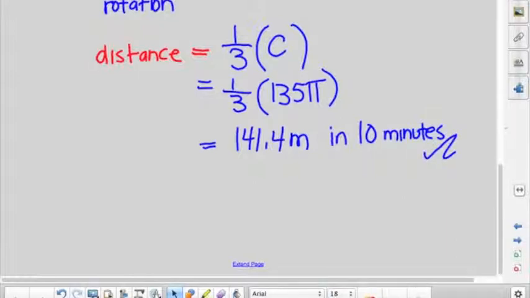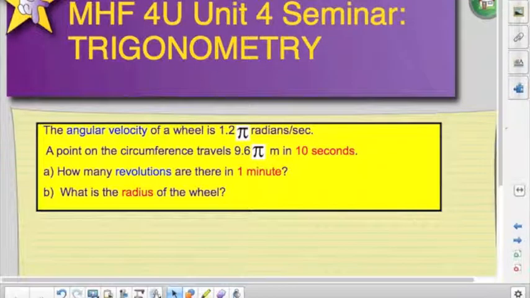Does everyone understand that? Okay. For the very last part, this is the last question we're going to do together. You're going to be given the angular velocity of a wheel in radians per second, and you're given a point on the circumference. You have to figure out the opposite. How many revolutions are there in 1 minute, and what is the radius of the wheel?